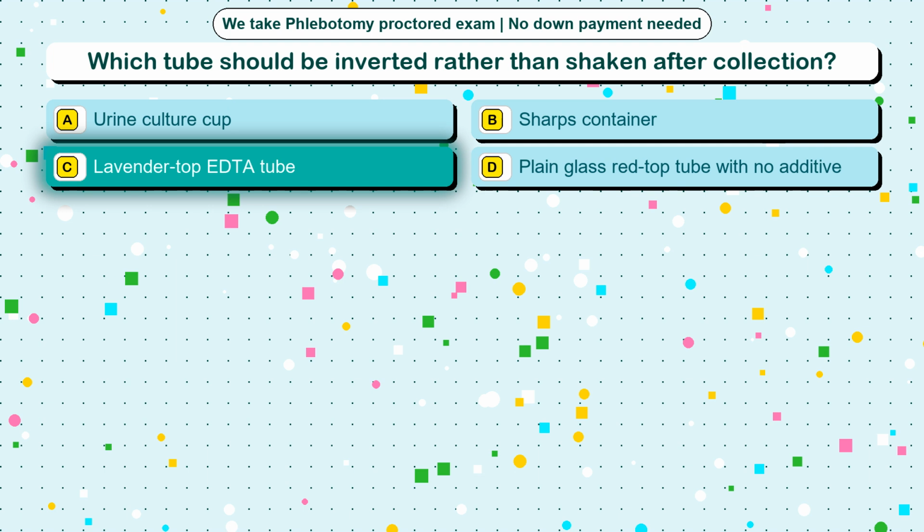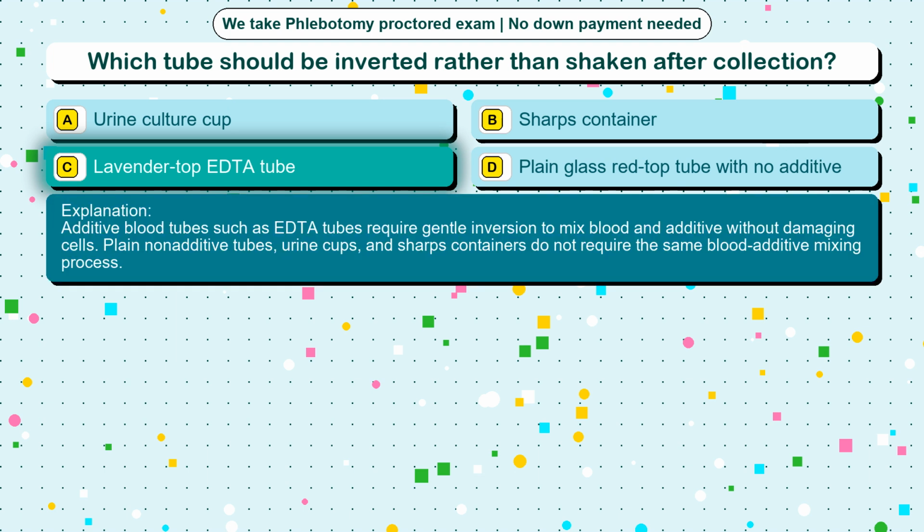The correct answer is option C. Lavender top EDTA tube. Additive blood tubes such as EDTA tubes require gentle inversion to mix blood and additive without damaging cells. Plain non-additive tubes, urine cups, and sharps containers do not require the same blood additive mixing process.